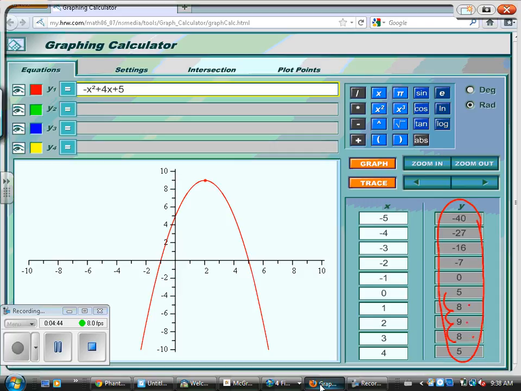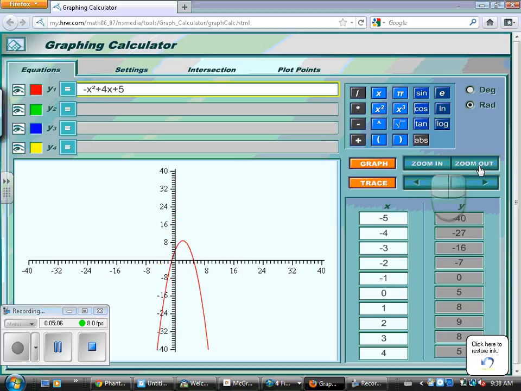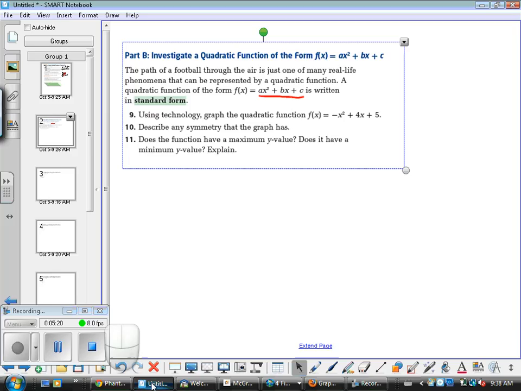And what I wrote on the side there on that table, you can see that it goes from 8 to 9 to 8 as the x value is 1, 2, and 3. So you know that that 9 is the maximum value, and the x coordinate that goes along with that is 2. So the coordinates of the vertex are (2, 9). You can't really get that from the equation like you could if it was in vertex form. I zoomed out there just to show you that it continues going on forever in the negative direction, the y value. So it doesn't have a minimum y value.